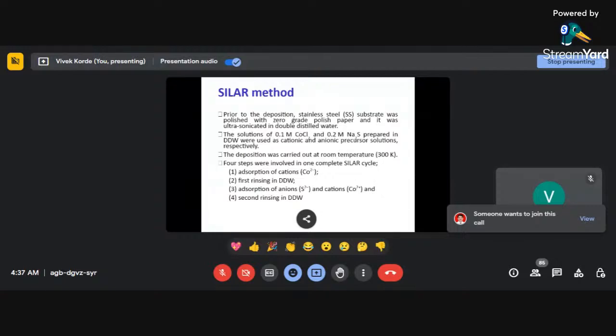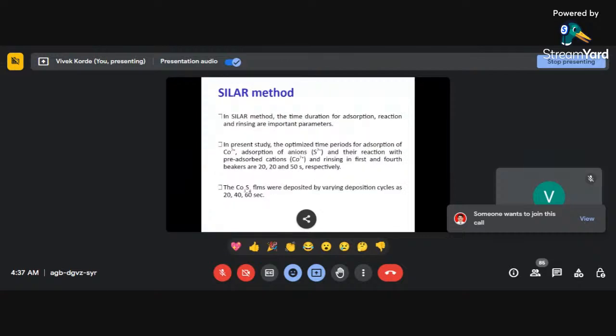Please, next slide. In the SILAR method, the time durations for adsorption, reaction, and rinsing are very important parameters. In the present study, the optimized time periods for adsorption of Co2+ cations, adsorption of S2- anions and their reaction with the pre-adsorbed cations, and rinsing in the second and fourth beakers, which is by mistake mentioned as first, are 20, 20, and 50 seconds respectively in the beakers.